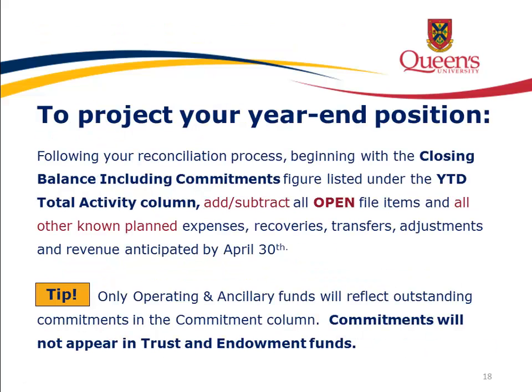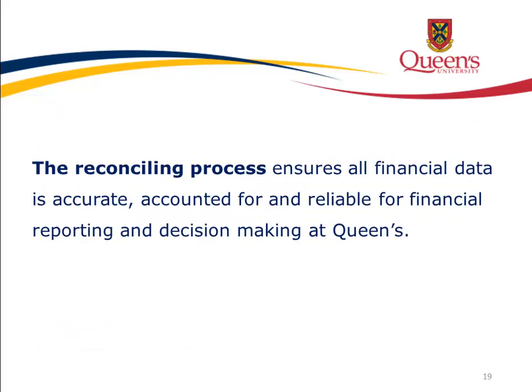To project your year-end position, following your reconciliation process, beginning with the closing balance, including commitments figure listed under the year-to-date total activity column, add, subtract all open file items and all other known planned expenses, recoveries, transfers, adjustments, and revenue anticipated by April 30th. Here's a tip. Only operating and ancillary funds will reflect outstanding commitments in the committed column. Commitments will not appear in trust or endowment funds.